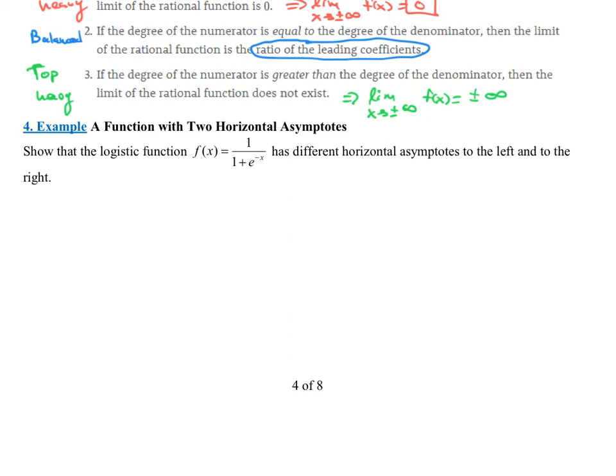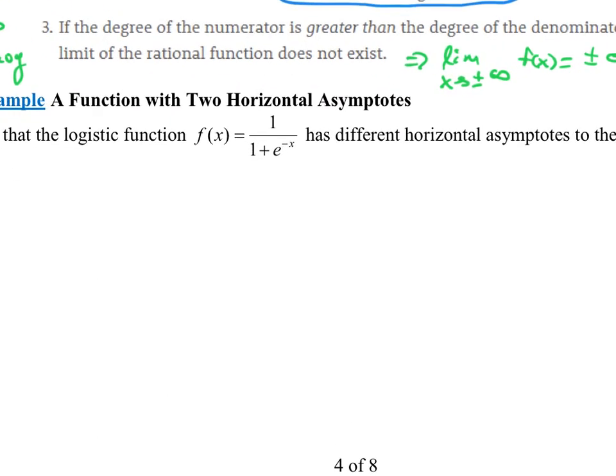It says, show that the logistic function 1 all over 1 plus e to the negative x has different horizontal asymptotes to the left and to the right. So what this is saying is we need to investigate the limit as x approaches negative infinity of this function. And we need to look at the limit as x approaches infinity of this function. Okay, so how are we going to do that?